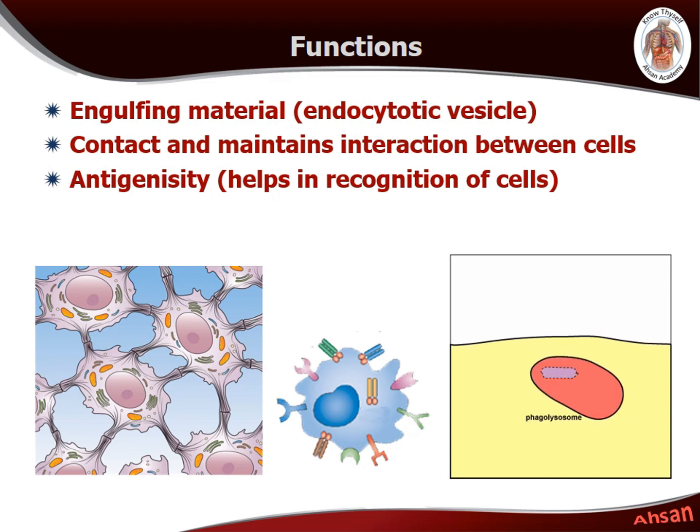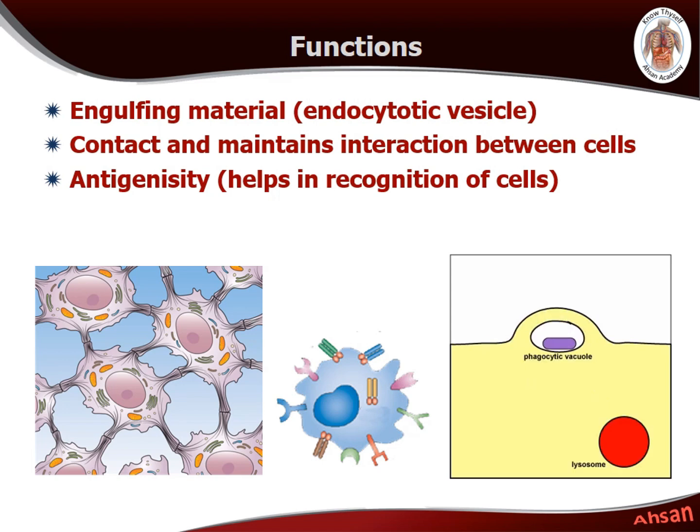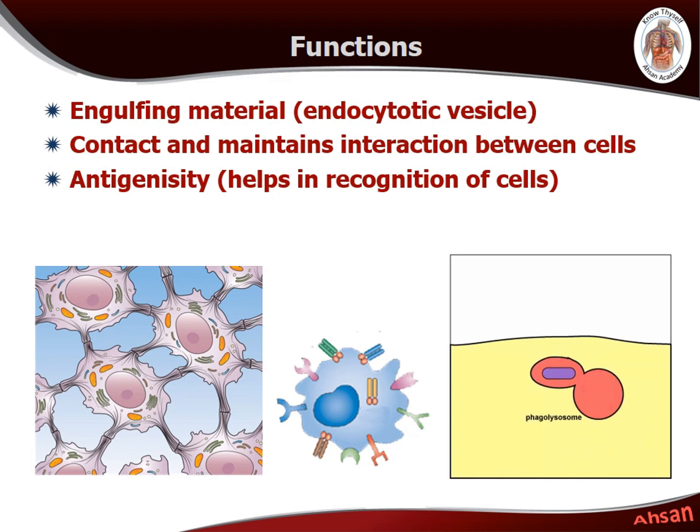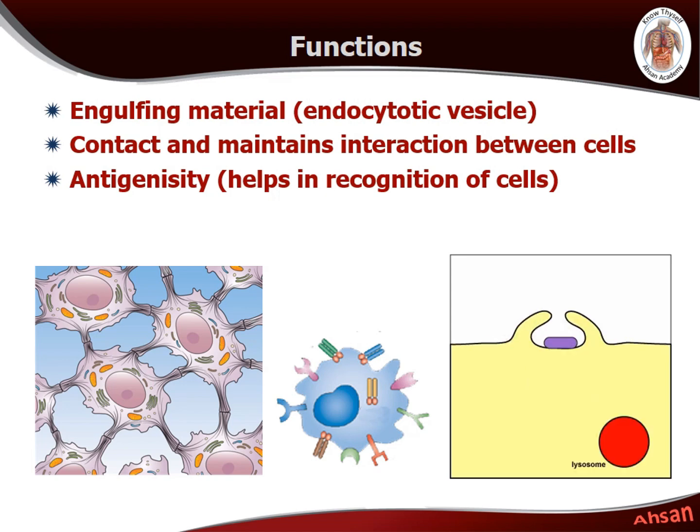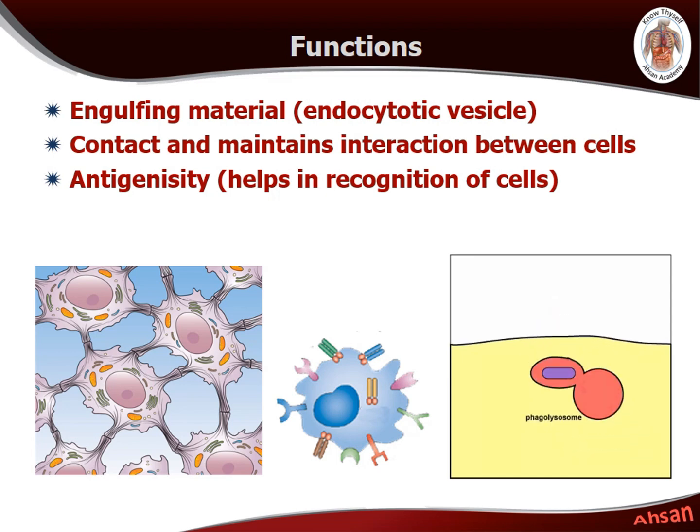If in some conditions this system loses the normality, then the immunity system fails to identify the cell and kills the cell. So antigenicity is an important function, and maintaining the normal antigenicity is required for the cell, which is the responsibility of the plasma membrane. These are the main functions, I should say, of the plasma membrane.